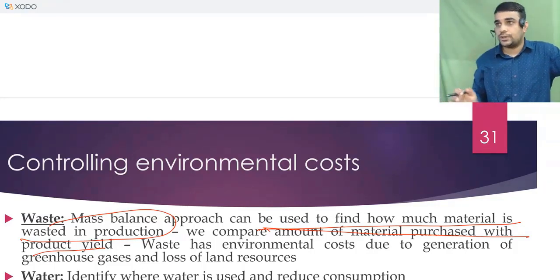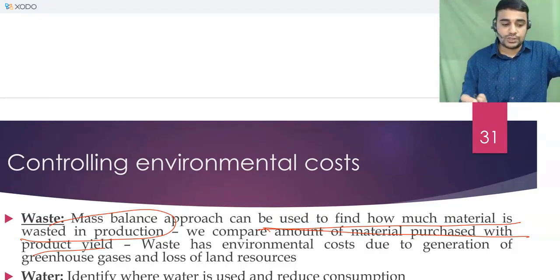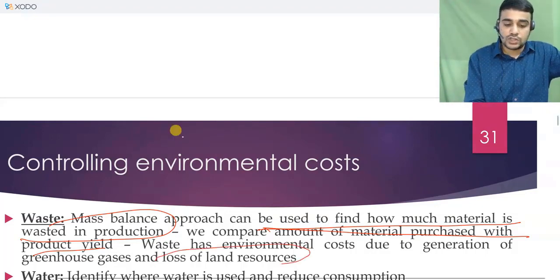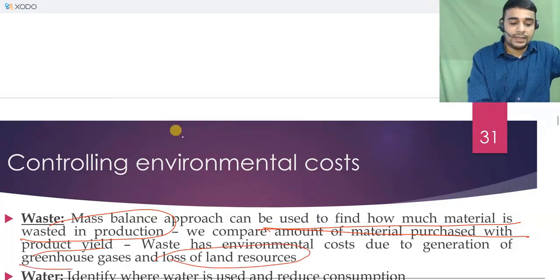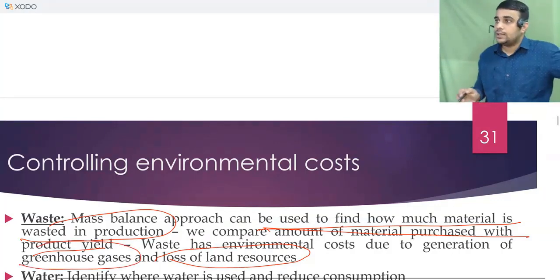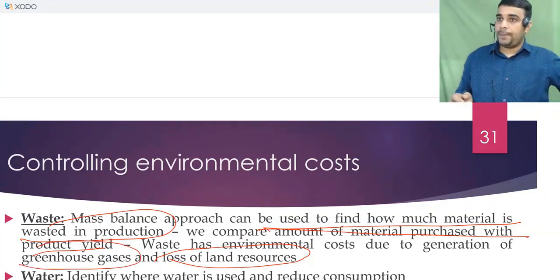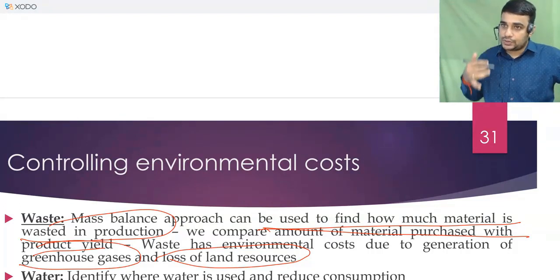Some of the waste will have to be then passed on to the environment. You will dispose it onto the environment. When you dispose it on the environment, there is going to be loss of land resources, and there can be greenhouse gases creation. All this will lead to environmental impact. You will have to reduce the waste, reduce the environmental impact, reduce your own cost.